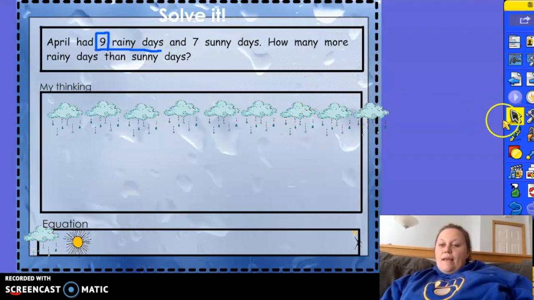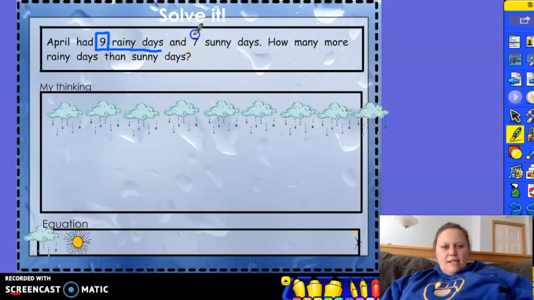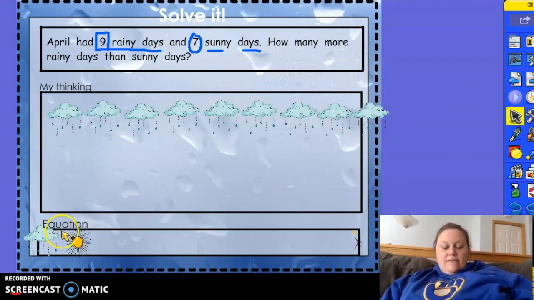Okay, now we need to compare that to the sunny days. How many sunny days were there? It looks like 7 sunny days. So now I'll drag 7 suns and I'm going to put them right underneath the rain clouds so we can see easily how many more rainy days there are. That's going to be the extras that are going to be left off on the end, okay?